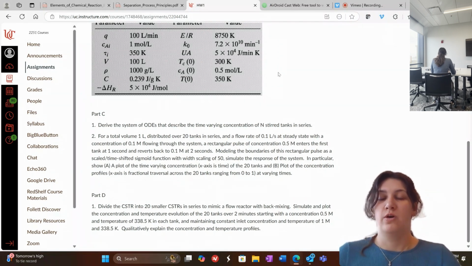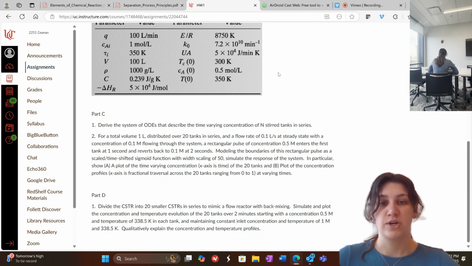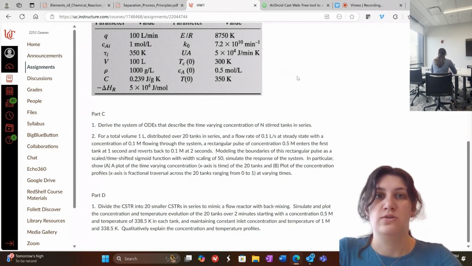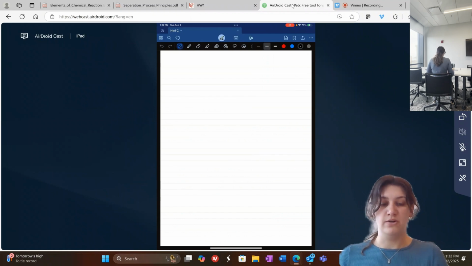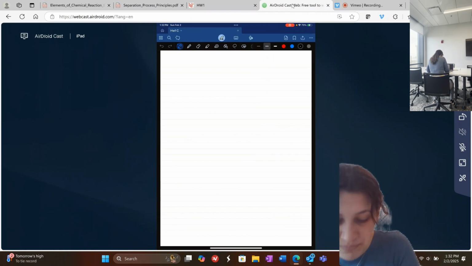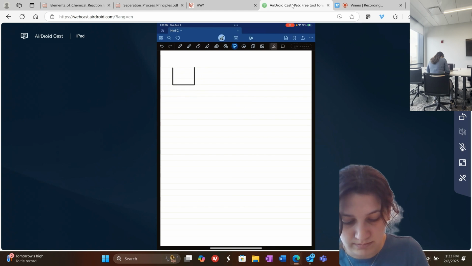Question 1 for Part C is derive the system of ODEs that describe the time-varying concentration of N-stirred tanks in series. So to do this, I'm going to start by drawing a picture to better understand the situation. So the question says we have a series of CSTRs. So we're just going to draw a couple.